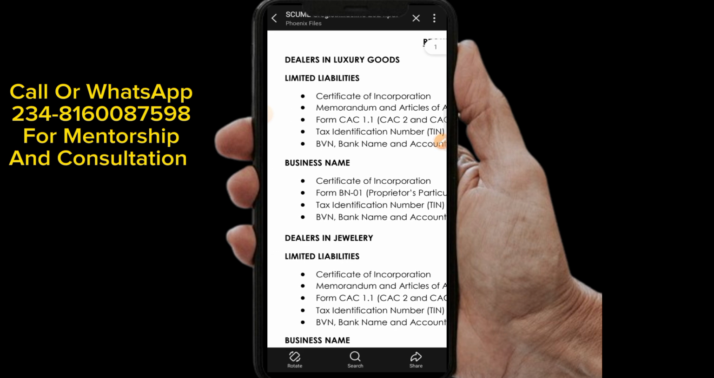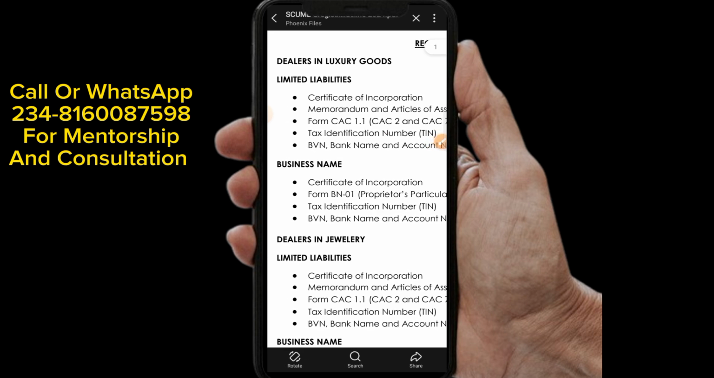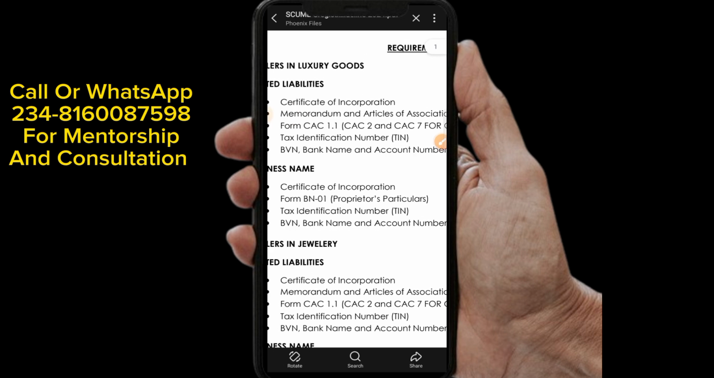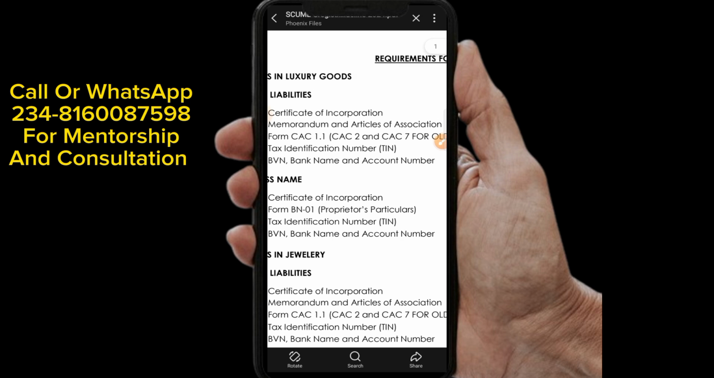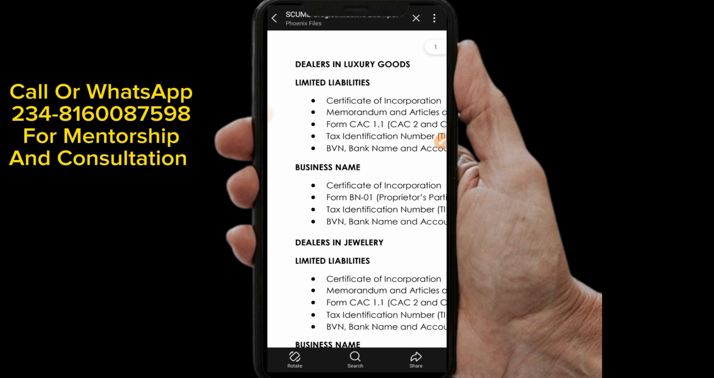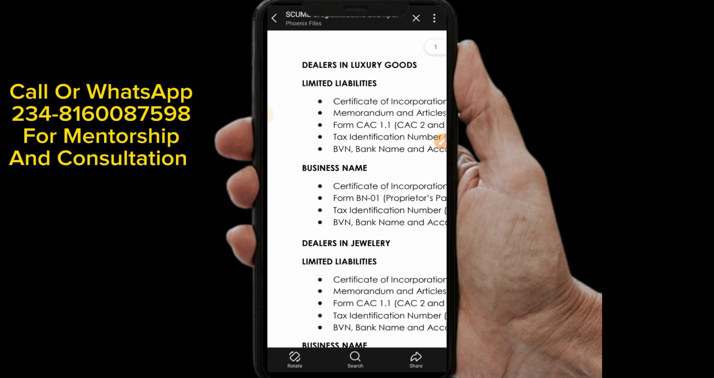Now, the next one is BVN. You will need your BVN, your bank name, and also your account number. This can be the account number of the bank that you want to register the corporate account for. That is for those who are registering for limited liability.